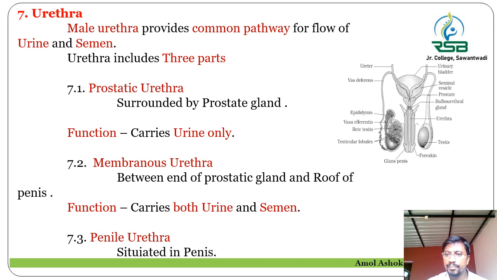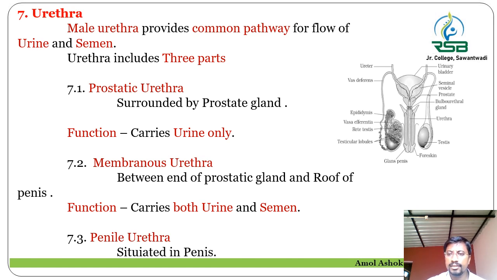Number one, the prostatic urethra, the part of the urethra associated with the prostate gland. It is called the prostatic urethra. What is the prostatic urethra? The prostatic urethra is surrounded by the prostate gland. And what is the importance of the prostatic urethra? The prostatic urethra carries urine only.